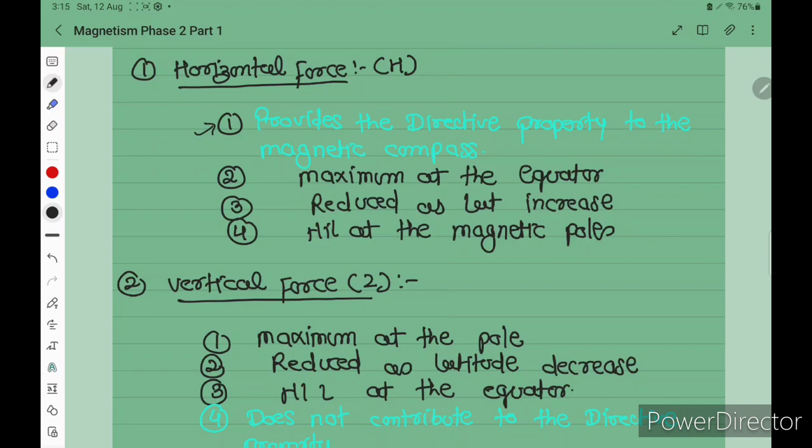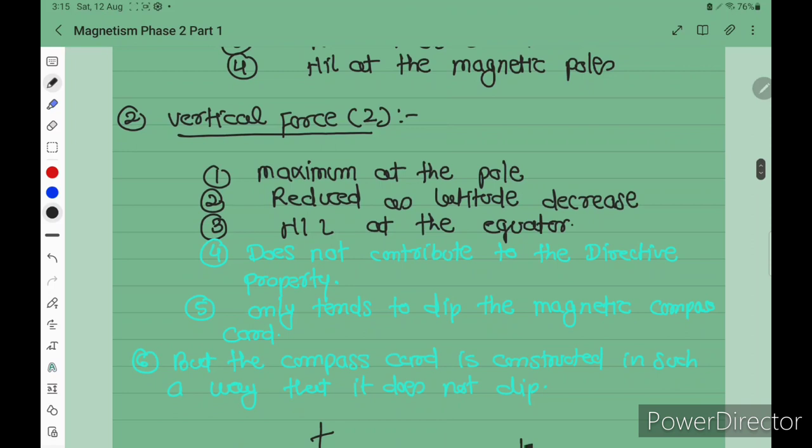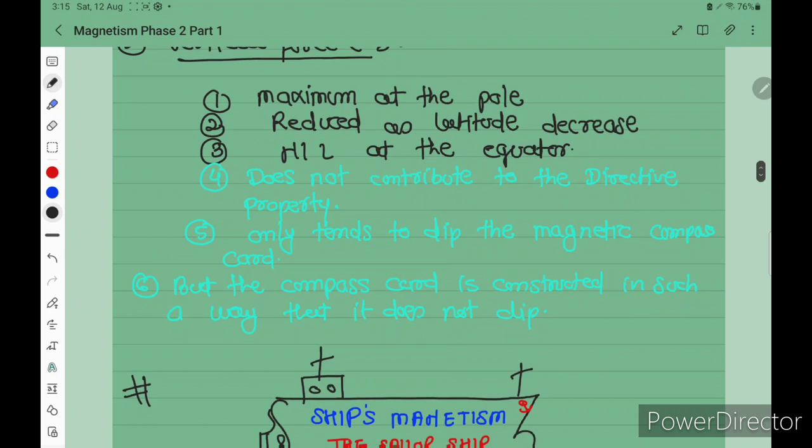The vertical force is opposite to the horizontal force. It is maximum at the pole, reduces as latitude decreases, and is nil at the equator. So the vertical force is opposite to the horizontal force, and you have to remember this. Then this vertical component does not contribute to the directive properties; it only tends to dip the magnetic compass.